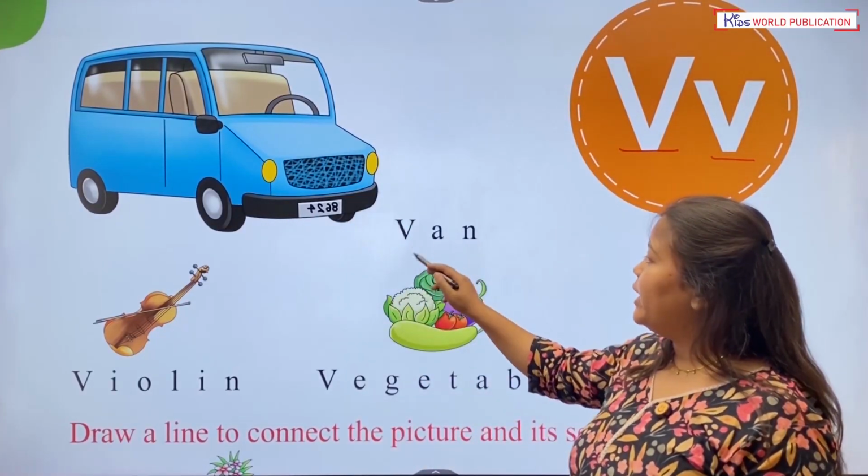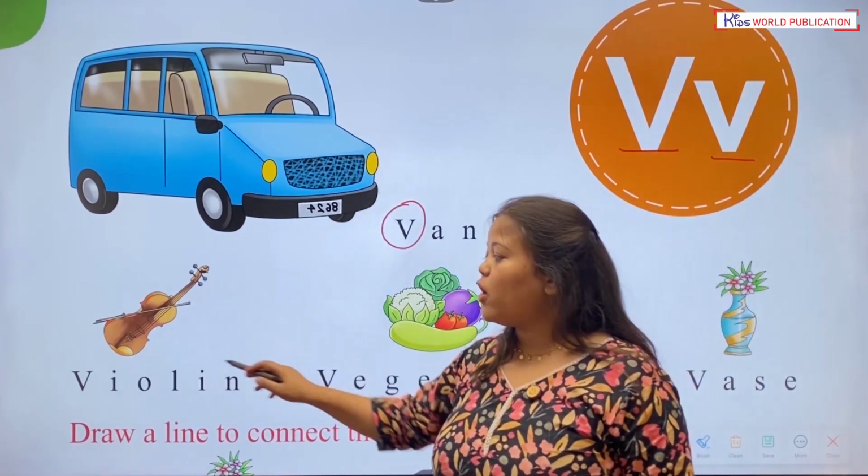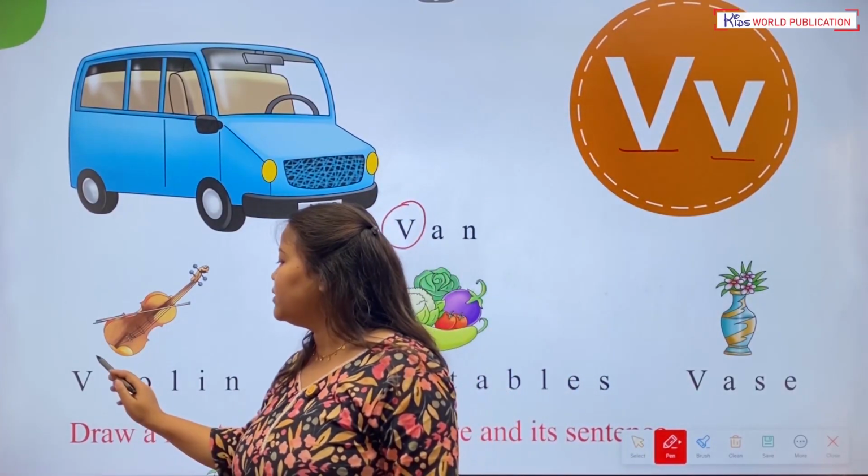Van. V-A-N. So we will circle around the letter V. Violin. V-I-O-L-I-N. We'll circle around the letter V.